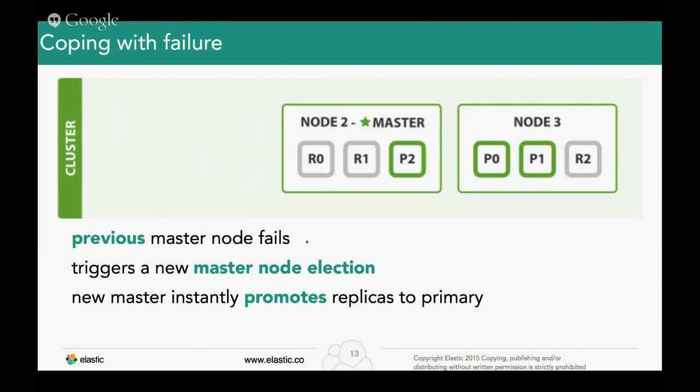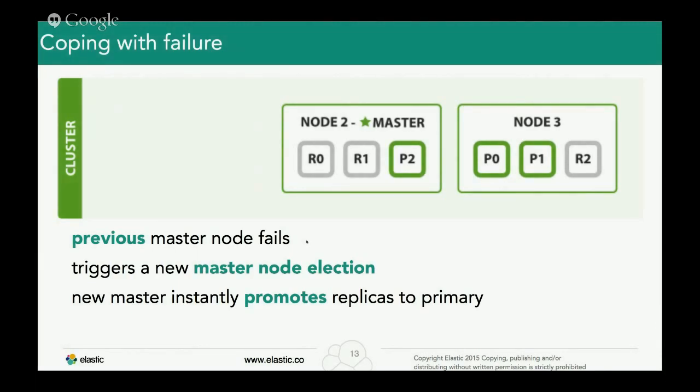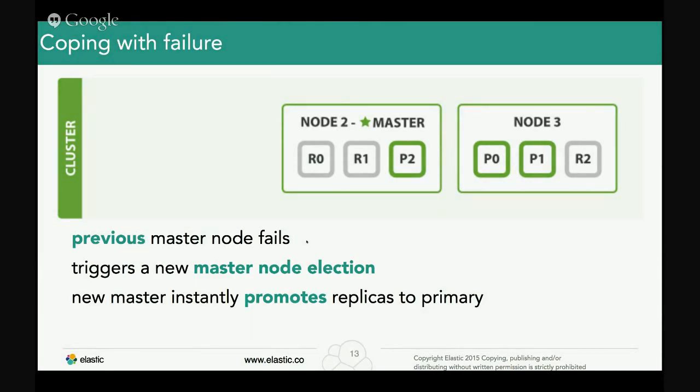Failure. So you've got multiple instances of your data now distributed evenly amongst your data sets. Okay, a node goes down. In this example here, the previous master has gone offline. Okay, this immediately triggers an election process that goes on behind the scenes.